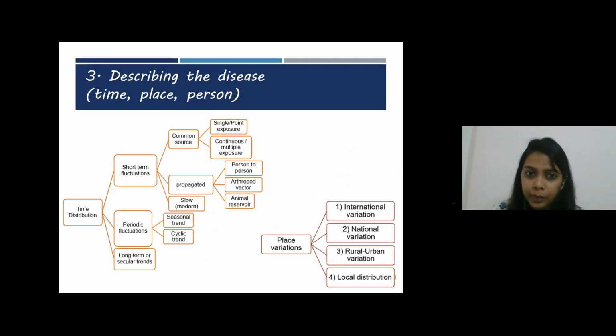So when you talk about time distribution, there are three main types. You have studies of diseases that have short-term fluctuations, periodic fluctuations, and long-term or secular trends. When we talk about short-term fluctuations, we're looking at diseases that come from a common source, or diseases that are propagated, moving from one area to another using a vector, or slow diseases. And when we talk about periodic fluctuations, it can be a seasonal trend or a cyclic trend.